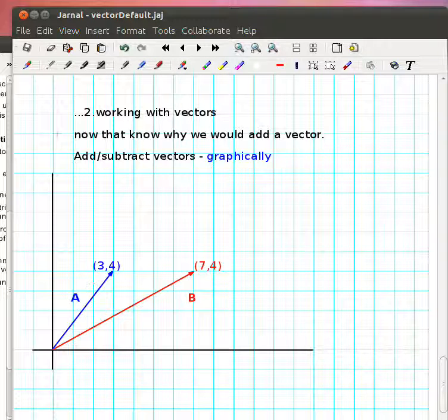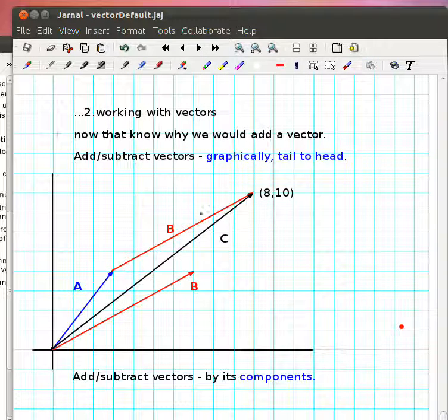vectors. Here we have two vectors, A and B. Vector A is at 3 and 4, and vector B is at 7 and 4, on the x and y axis, right? So to add two vectors, all we do is take the second vector and put it on top of the first vector, without rotating it or shortening it or anything, just plop it right on top like that.